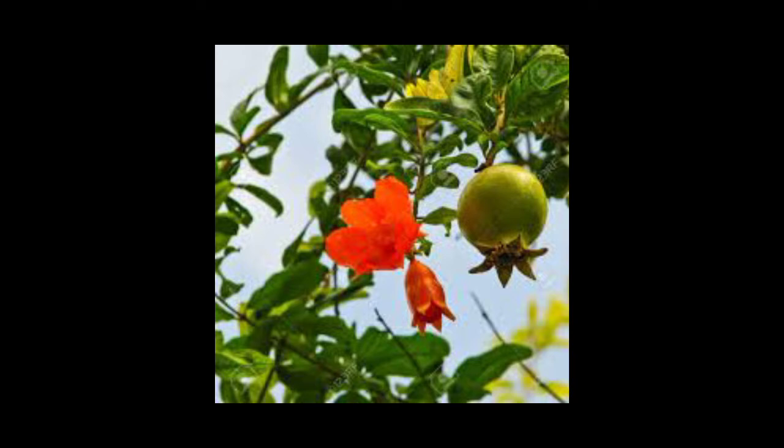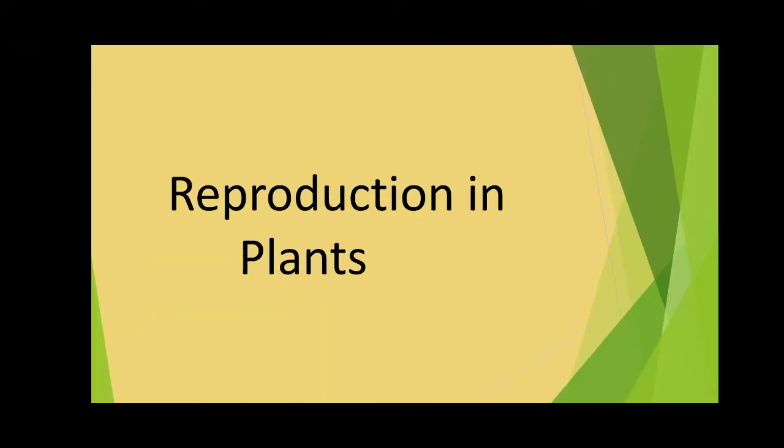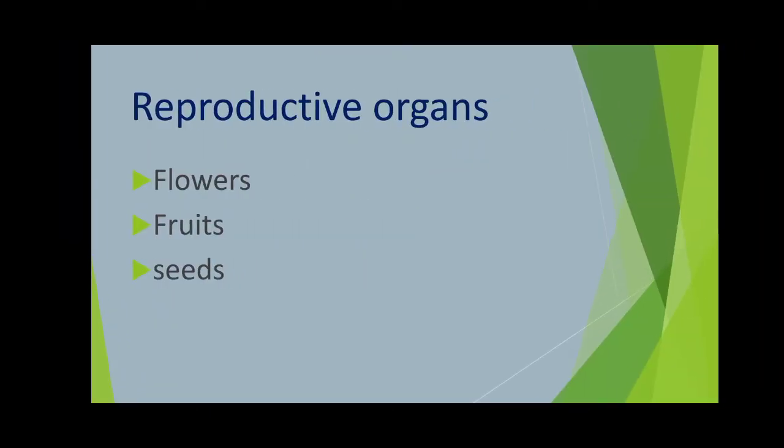Look at the image. A flower becomes a fruit. Can you guess the topic? Yes, the topic is reproduction in plants. In plants, flowers, fruits and seeds are the reproductive organs.